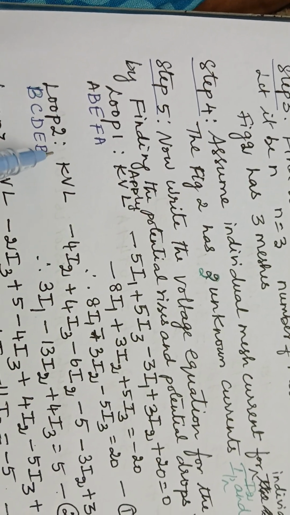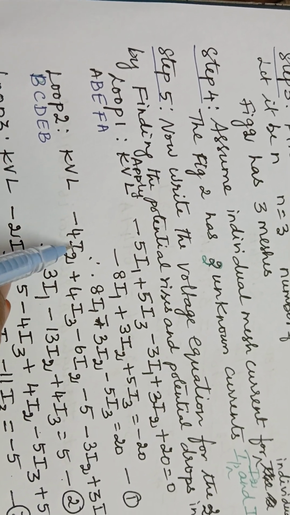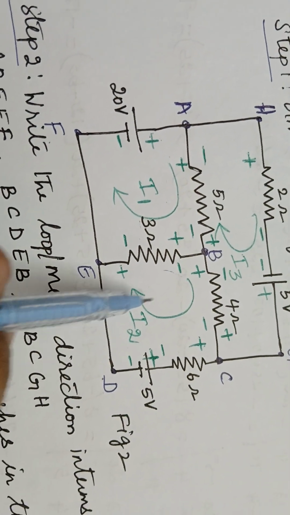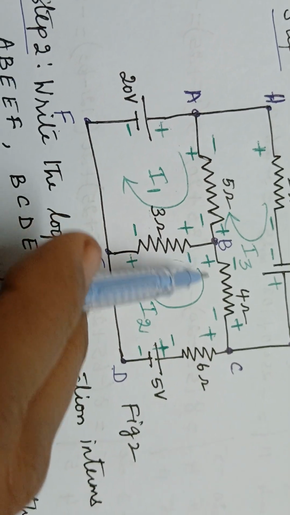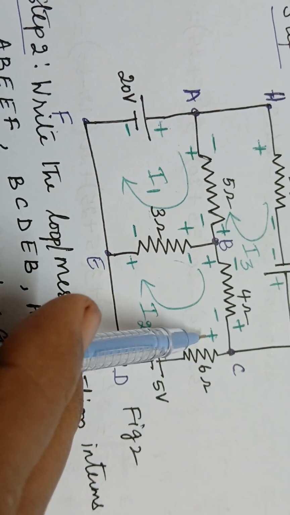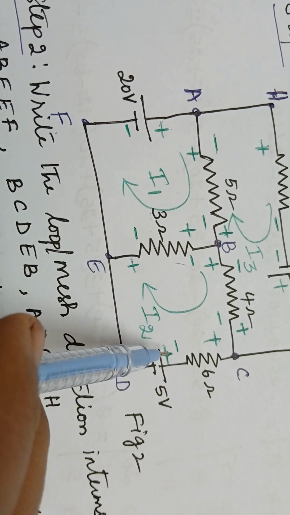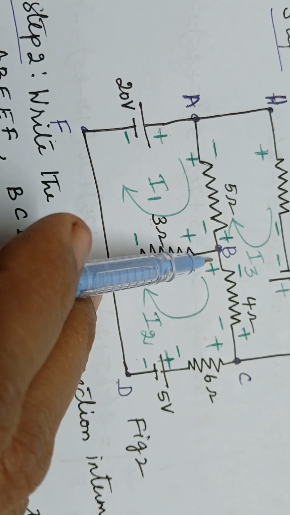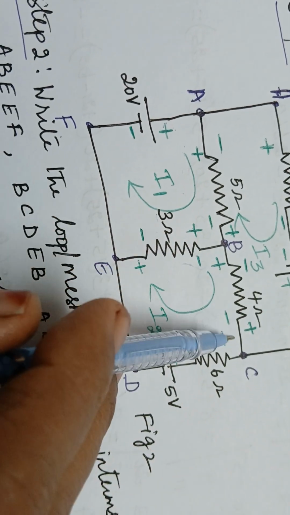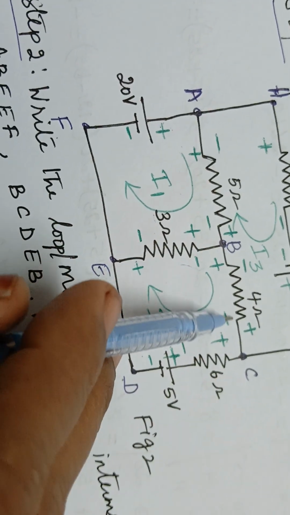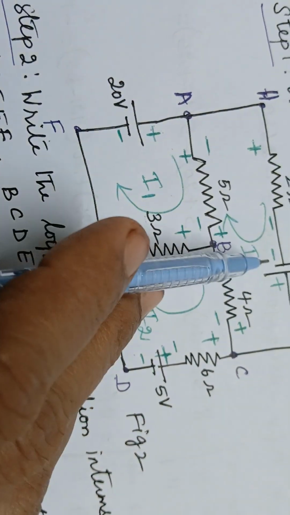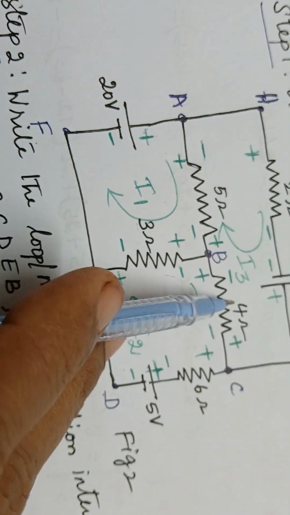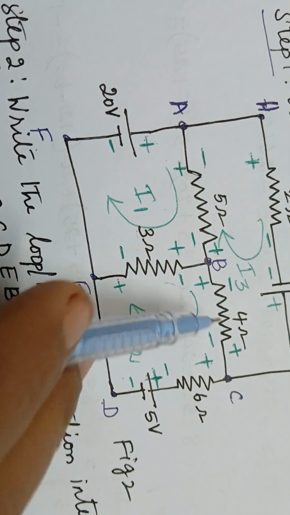Similarly for loop 2. I am going to take loop 2, and I am going to start here. Plus to minus is potential drop. Here similarly plus to minus is potential drop, and here, and here. So we are taking this 4 ohm resistor. The current I2 is acting here, as well as I3 current acting on the 4 ohm resistor. So both the currents are acting, the 4 ohm is between the two.